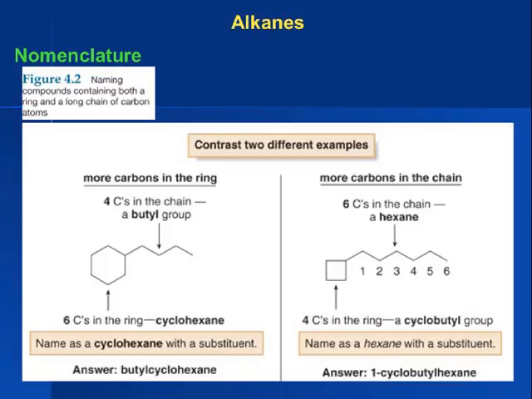Now, if I look at this, I notice that I've got 4 carbons in the ring, so that's a cyclobutane, right? But I've got 6 carbons in the chain. So I'm going to name this as a cyclobutyl substituted alkane. And so this becomes 1-cyclobutyl hexane. Okay? Why do I have to have the 1 there?